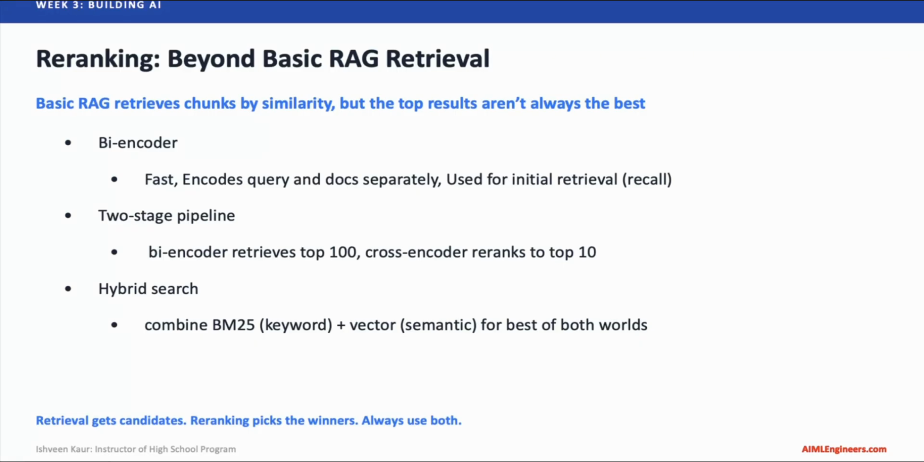So the first stage is the bi-encoder. This is what we've been talking about so far. It only encodes the query, and it already has the pre-encoded document embeddings, and then all it has to do is compare the query to each one. This might pull the top 100 candidates or something.